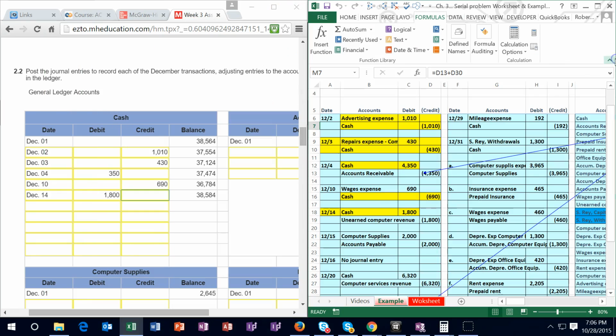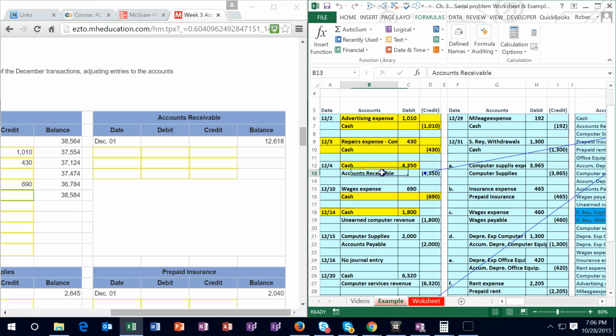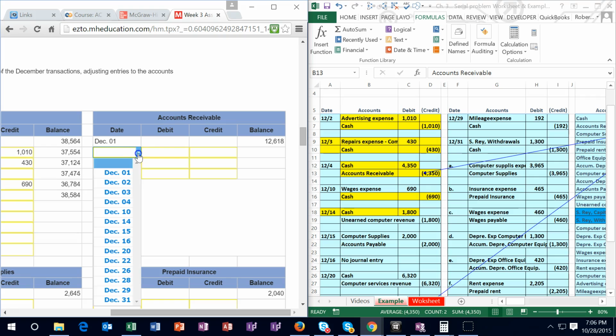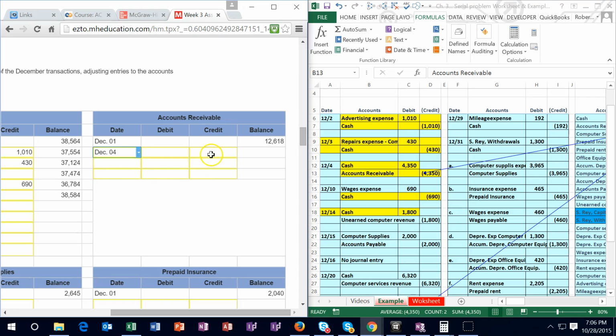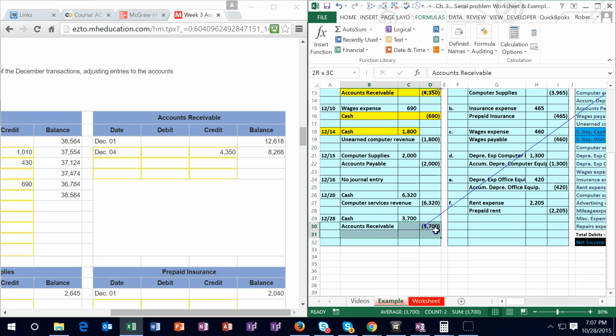And then I can pull this to the side and say, okay, now I'm on accounts receivable. Accounts receivable is the next account, and I'm going to post that as of 12/4. We're going to credit 4350, and the next time it happens is all the way down here in accounts receivable. I'm going to highlight that. We're going to record this side of it on 12/28, and that's a credit of 3700, and so on. So this is a fairly tedious process.